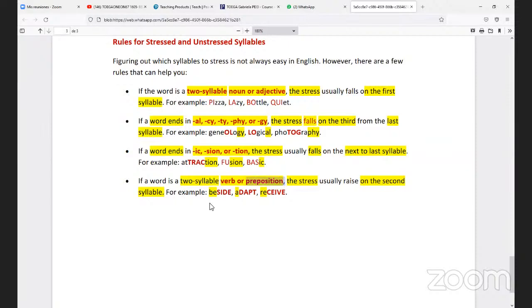For example, beside. So we have be, and the fall, beside. Okay, beside.